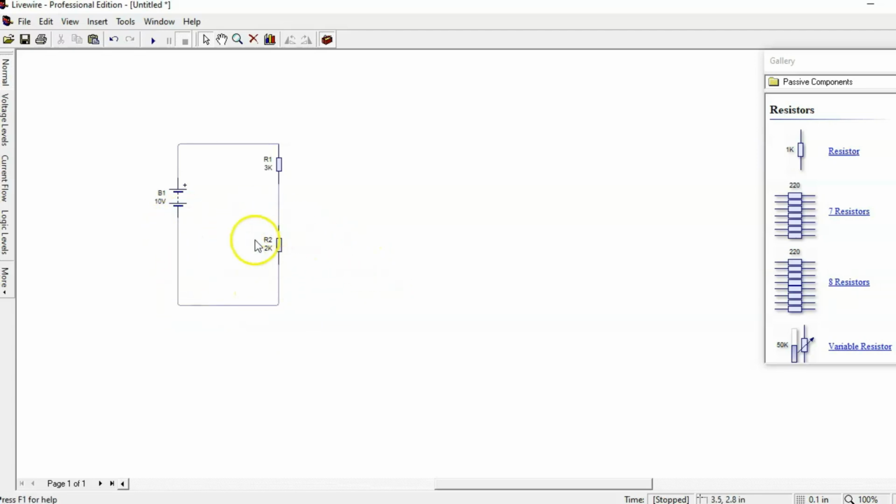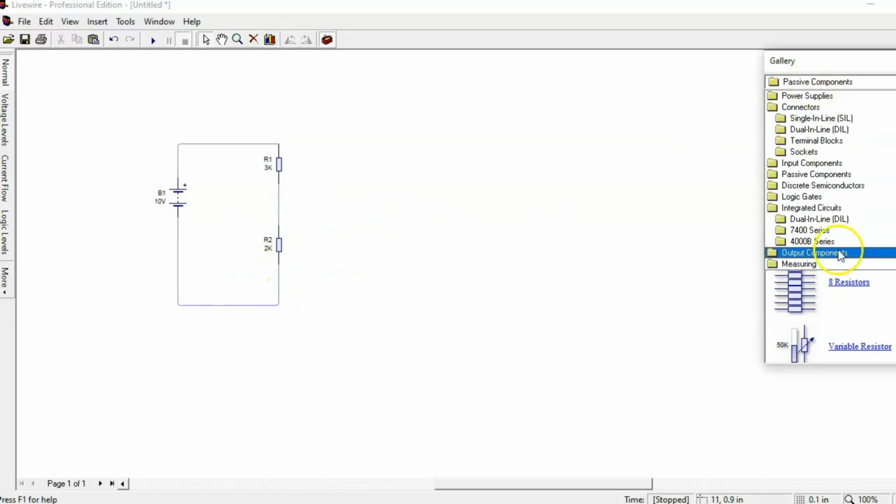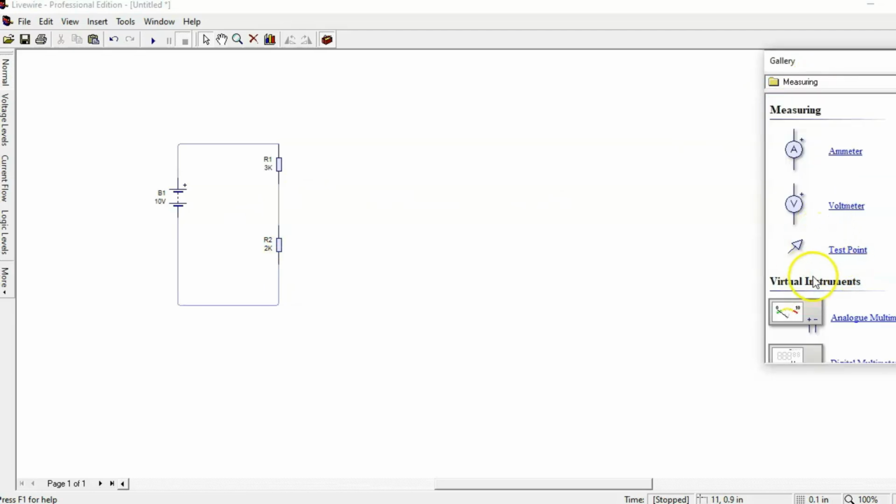Now we want to measure the voltage across this 2 kilo ohm resistor. So let's take a voltmeter and put it across this, and let's measure the voltage across this 2 kilo ohm resistor. So you could see that this is like a voltage divider rule.